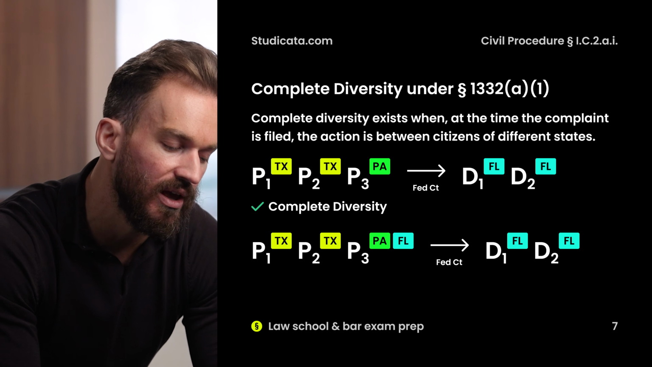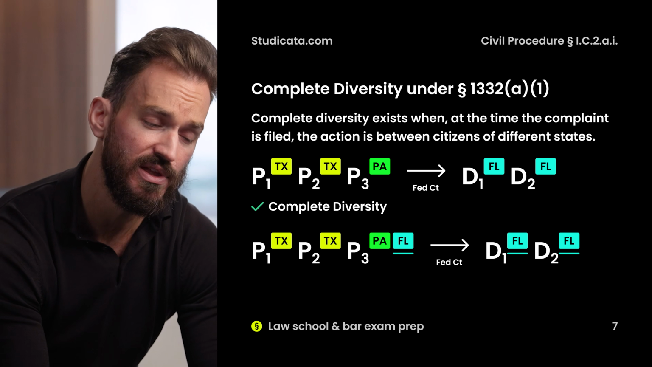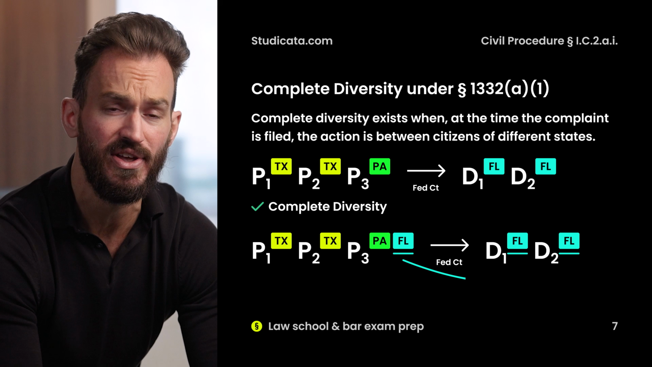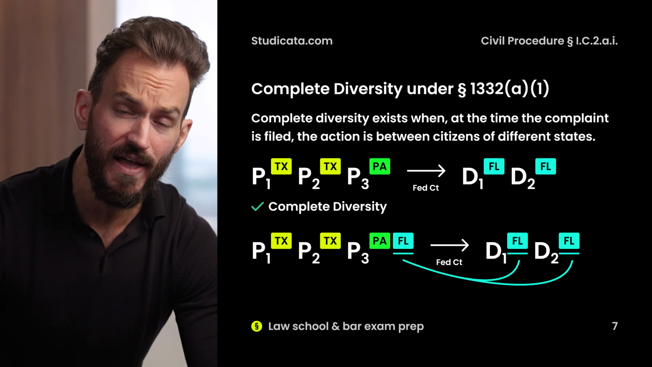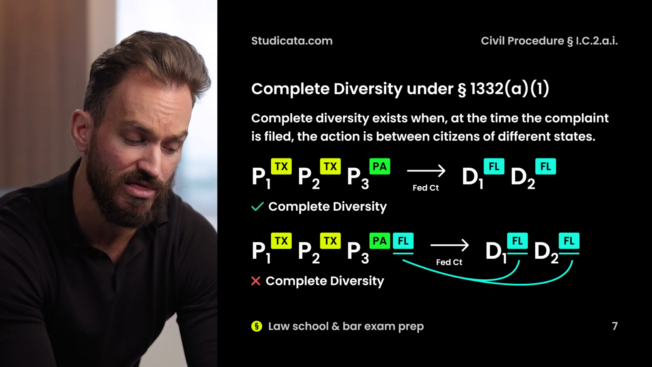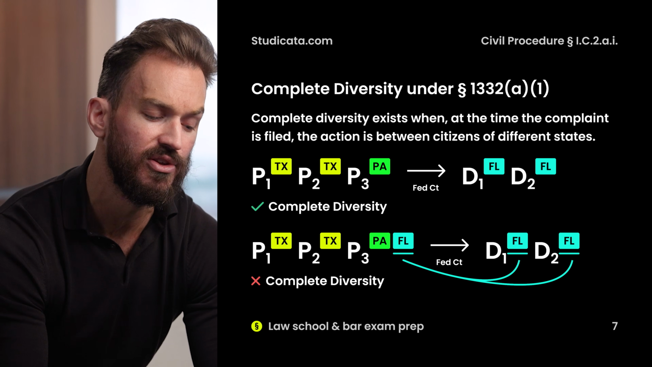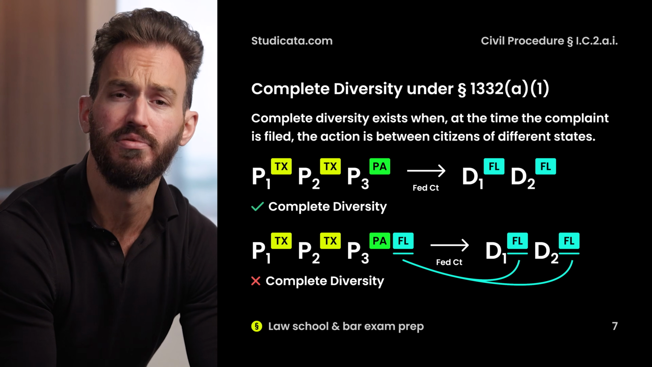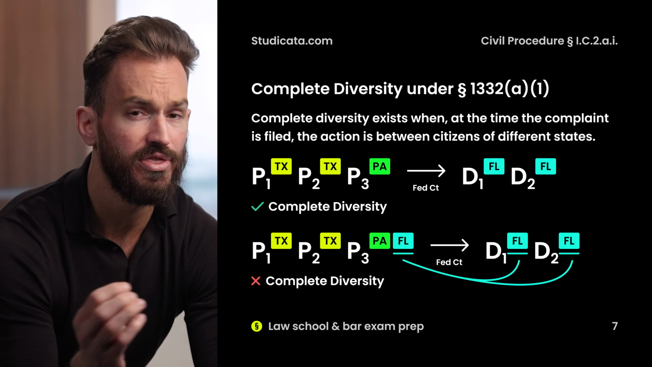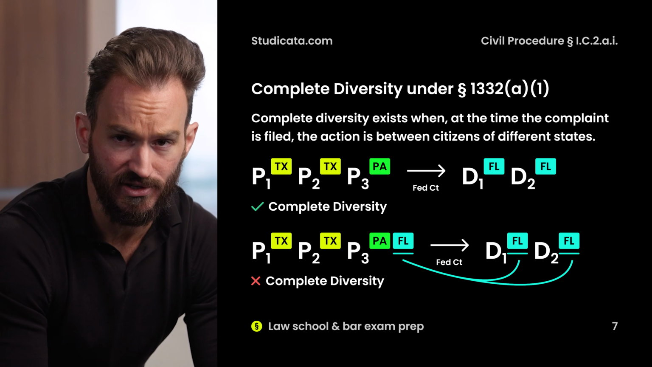Now, do we have complete diversity? The answer is no, right? We have shared citizenship between the plaintiff side of the case and the defendant side of the case. Our third plaintiff is a citizen of Florida. Both of our defendants are a citizen of Florida. So there is no diversity between that third plaintiff and our defendants. That third plaintiff's dual citizenship in Florida destroys complete diversity. Basically, we have a plaintiff who shares citizenship with a defendant. Turns out it's both defendants in this case. Okay, so there's no diversity.